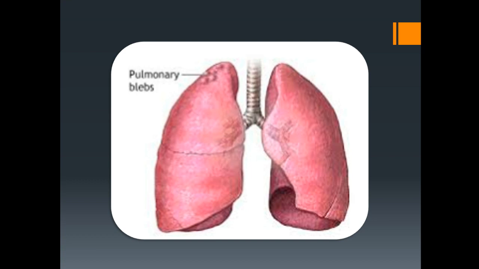Pulmonary blebs are small; pulmonary bullae are large, more than 2 centimeters and above, maybe reaching 10 or 15 centimeters. The bleb is a small one, about 1 to 5 millimeters in diameter. A bulla may be single or multiple, but blebs are always multiple.